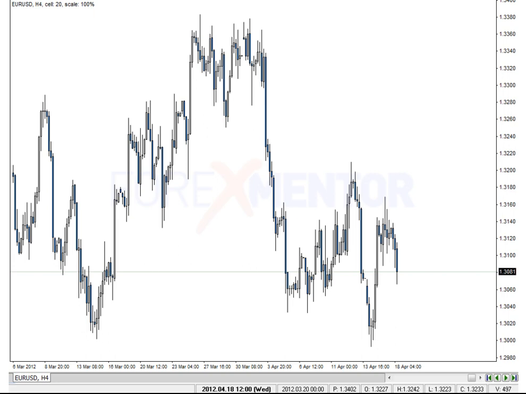Hi traders, this is Andrew and I want to show you an example of a bearish butterfly pattern. First things first, we want to identify higher time frame key levels of support and resistance.